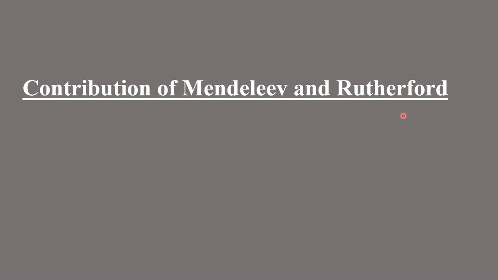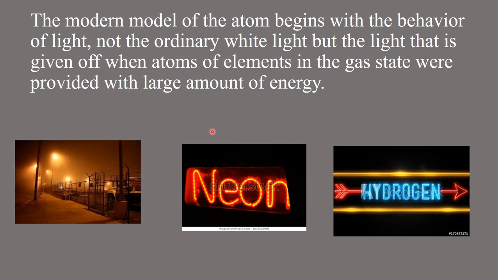But Rutherford's model could not explain the periodicity of the chemical behavior that was explained by Mendeleev. Therefore, an improved model that could explain the chemical periodicity was needed. The hint for such a model came from examining light. This light is not ordinary light, but the light that is given off when atoms of elements in their gas state are provided with a large amount of energy.